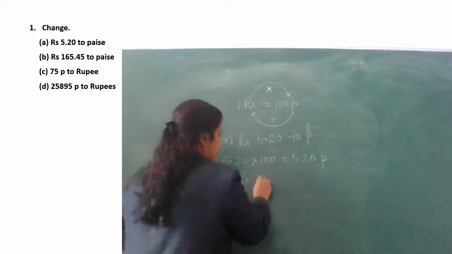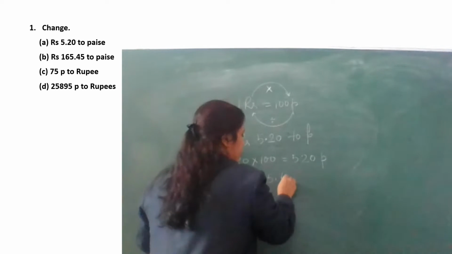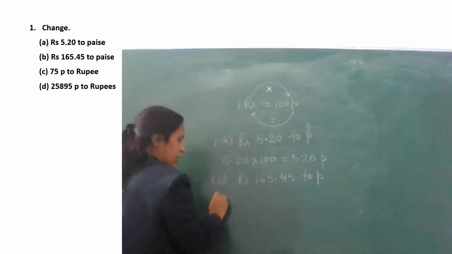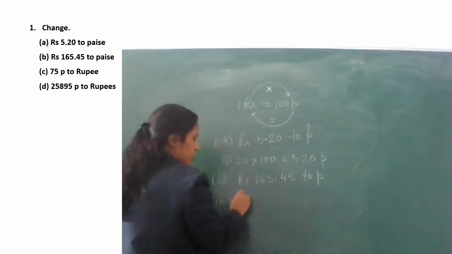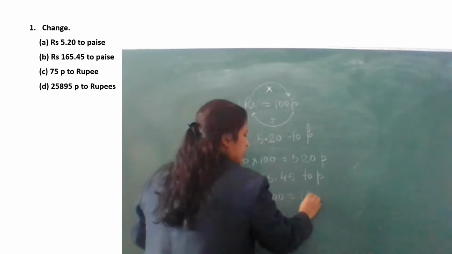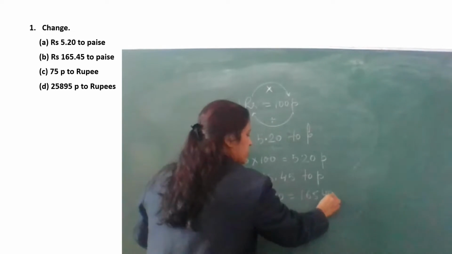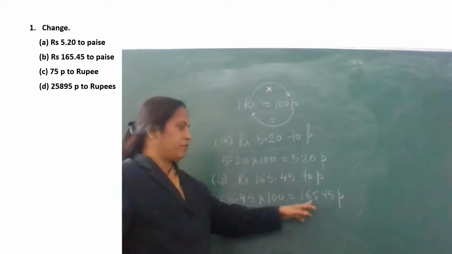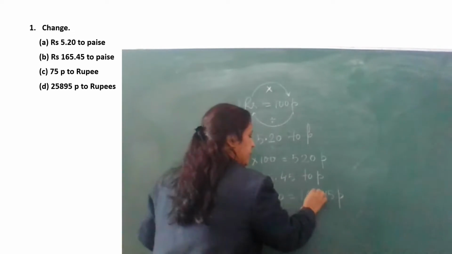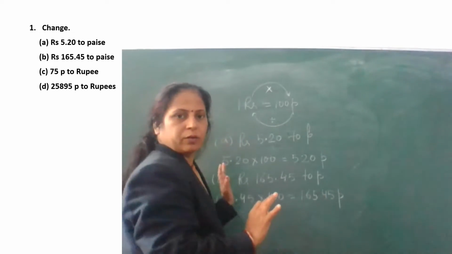Now the B part, rupees 165.45. This again into paisa. Children, nothing you have to do. Only just multiply by 100 and remove the point. Remove the point. So it will become 16545 paisa. This point will be removed.